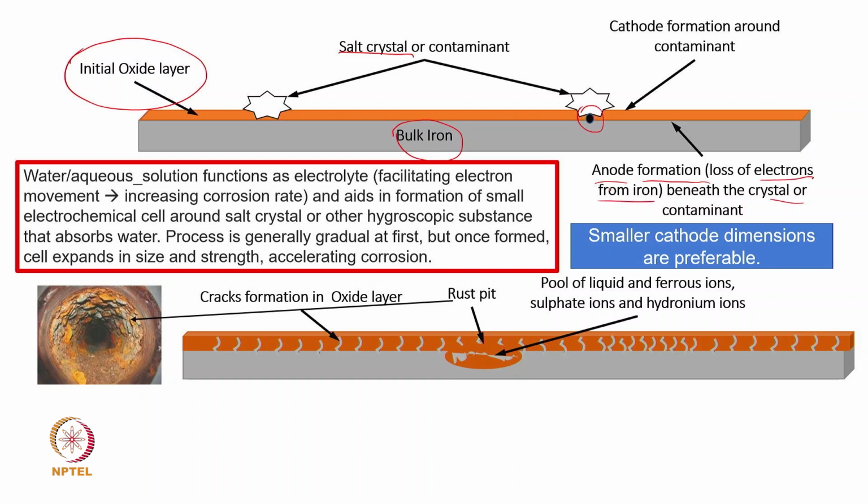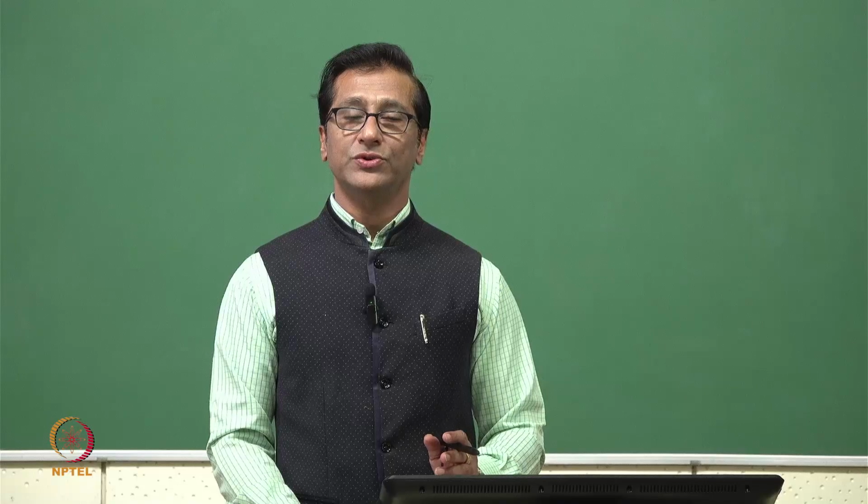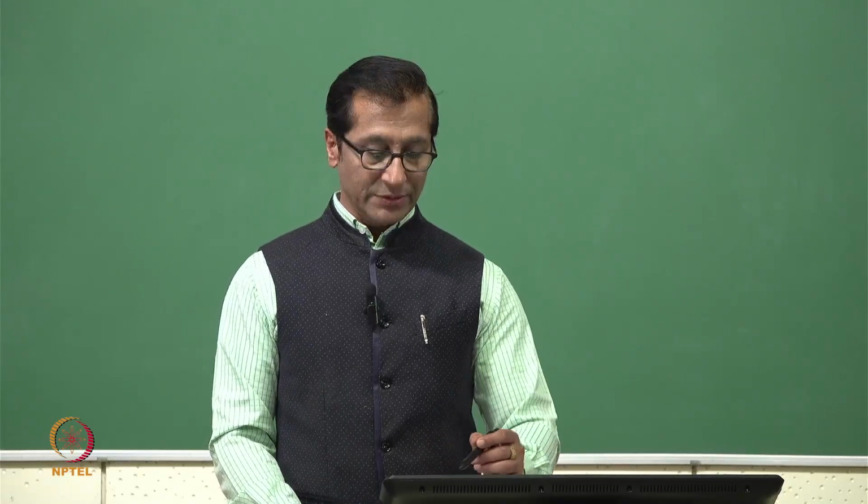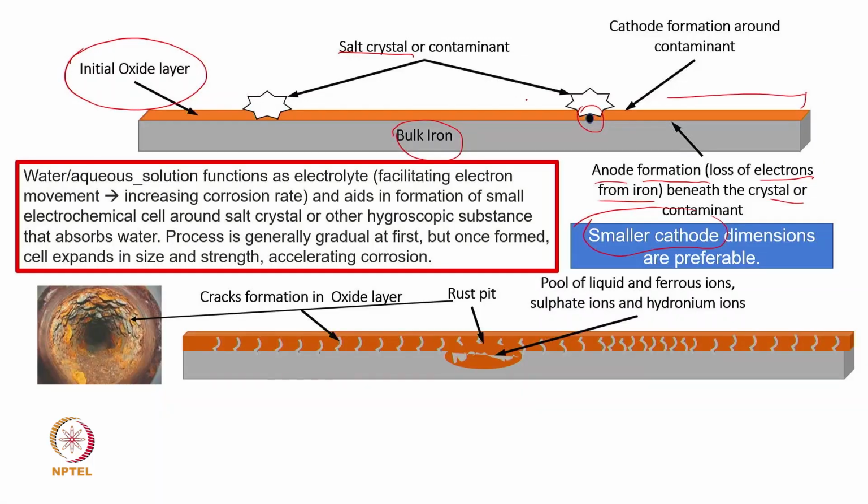In the situation, what we can do is go ahead with a smaller cathode dimension. If the cathode dimension is smaller, then there's no issue. But sometimes the cathode dimension is much bigger than the anode. In that situation, the problem will be there. So this is where we need to play a role.